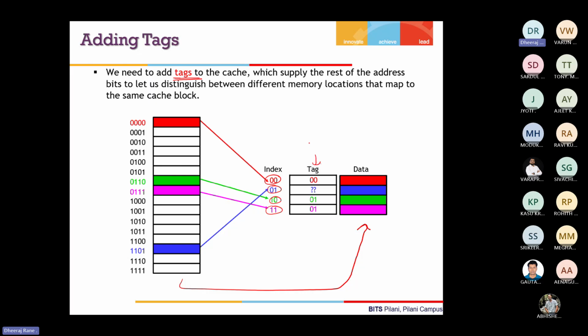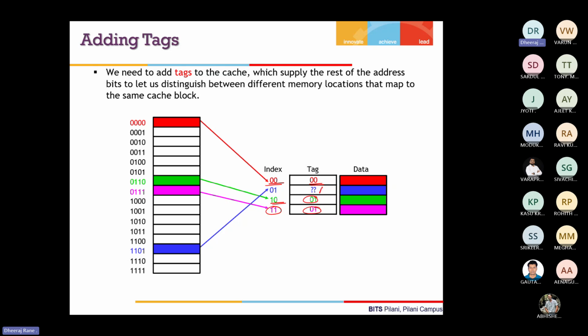And if you replace something, then ultimately the tag bits may be different, and that way you can see whether a cache block is valid or not. We will understand it by example. Just try to see this. 00 is the index, and the tag bit is 00. 10 is the index of the cache, and the tag bit is 01. Here it is 11 and 01.